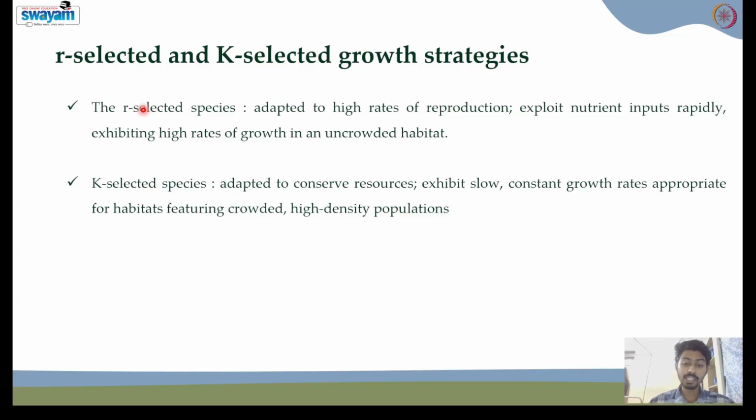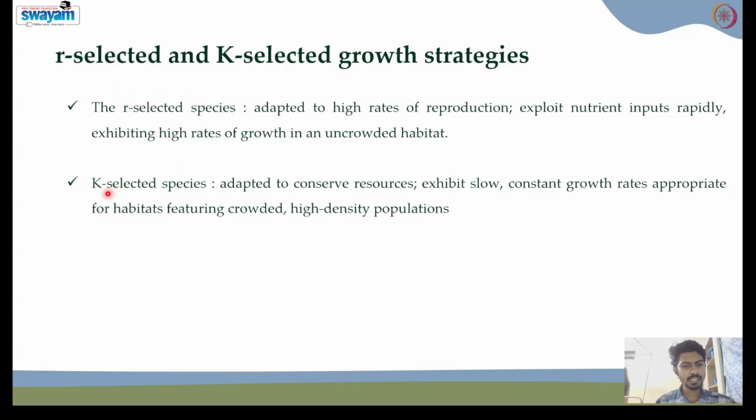For example, E. coli. When E. coli is placed in a nutrient rich environment, what do they do? They will undergo a rapid rate of reproduction, right? So, in an uncrowded habitat, the E. coli will be growing at a very high rate of growth. So, we can classify them as R selected species.